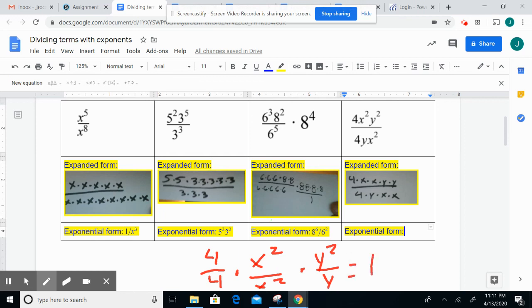So if you want to use the division rule, 2 minus 2 is 0. So those would just disappear. And then there's an exponent on this. It's a 1. 2 minus 1 is 1. So all we have left there, we don't even have to insert an equation. It is y.